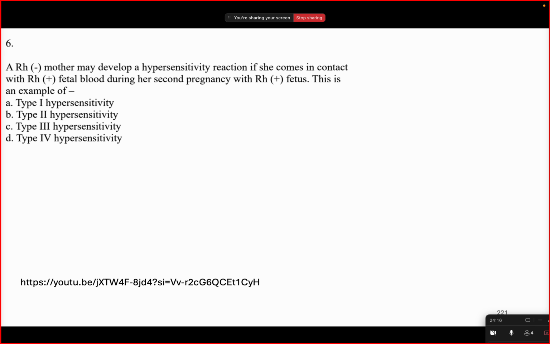The next question for today is: an Rh negative mother may develop a hypersensitivity reaction if she comes in contact with Rh positive fetal blood during her second pregnancy with an Rh positive fetus. This is an example of type 1, type 2, type 3 or type 4 hypersensitivity.